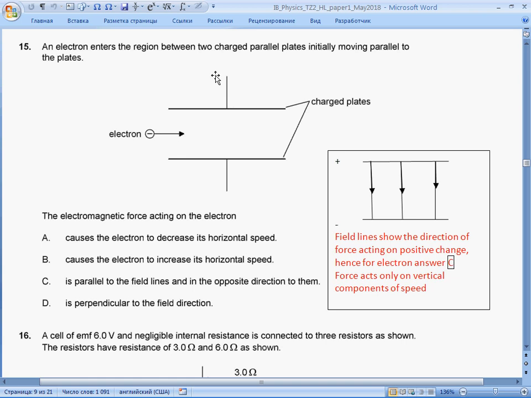An electron enters the region between two charged parallel plates, initially moving parallel to the plates. The electromagnetic force acting on the electron: A, decrease its horizontal speed. This is wrong because the forces act at 90 degrees to the direction of the electron, so it doesn't affect horizontal speed. Is parallel to the field line and in the opposite direction to them. Yes, the field line shows the force on a positive charge, so on an electron it will be in the opposite direction but still parallel. Perpendicular to the field, it is wrong, so answer C.